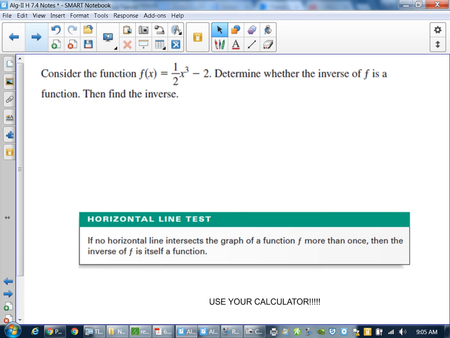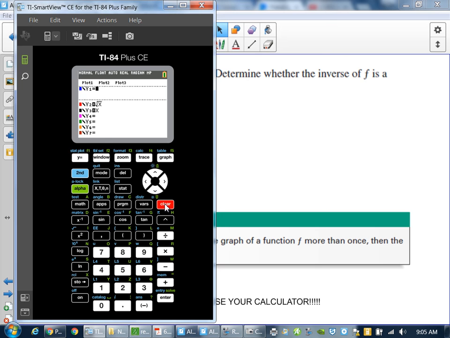So if I look at the idea to tell whether or not the inverse of 1/2 x cubed minus 2 is a function, what we do real fast is throw it in your graphing calculator. If you throw it in the graphing calculator, you get an idea of whether or not you're going to have a function to start with.